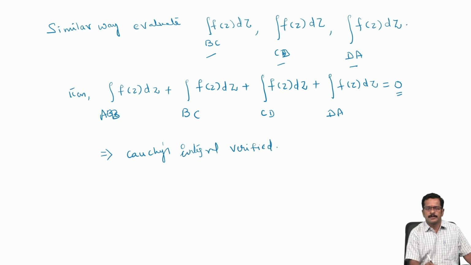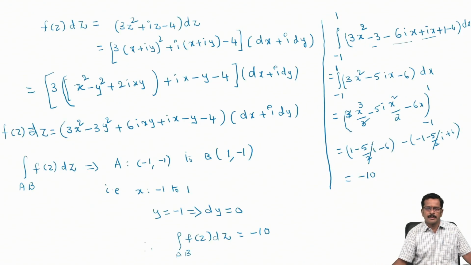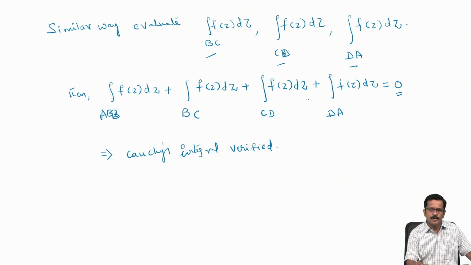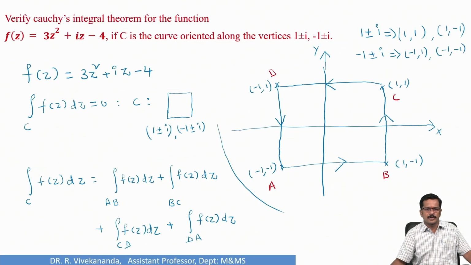Okay. I have evaluated the value along AB. Similarly, you evaluate along BC, you will get some value. Along CD also you will get some value. Along DA also you will get some value. And add them all; that is going to be 0. Definitely that is going to be 0. So that implies Cauchy's integral theorem verified for the given function f of z, f of z equals 3z square plus iz minus 4. Okay, so this is the way of doing problems under this.